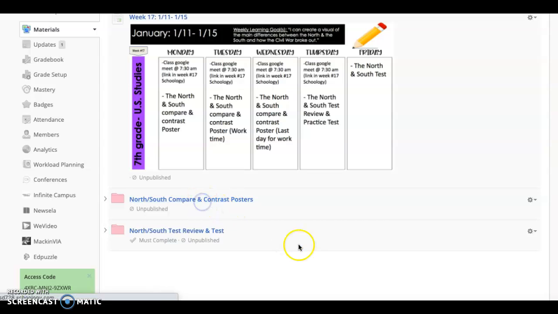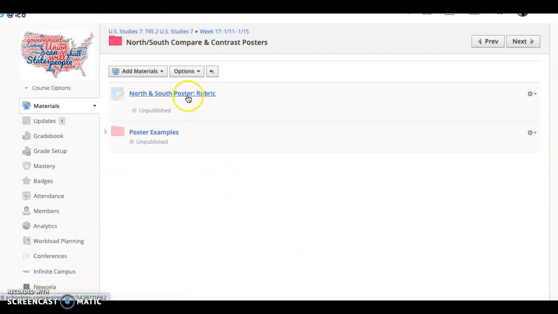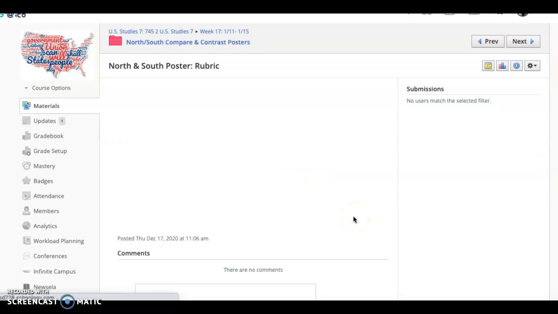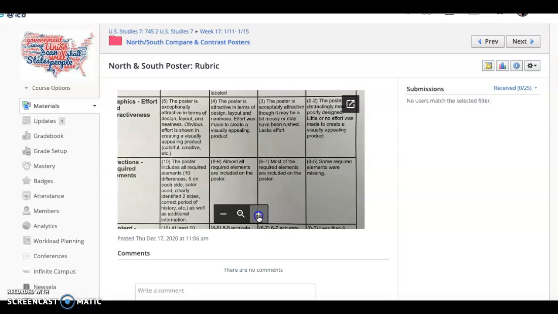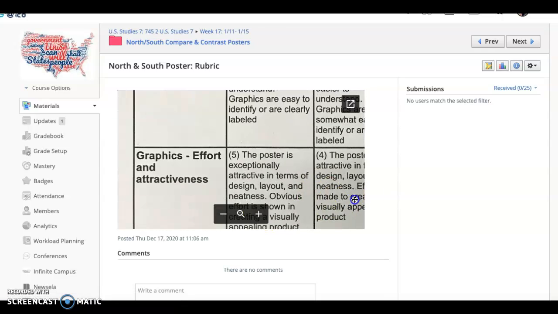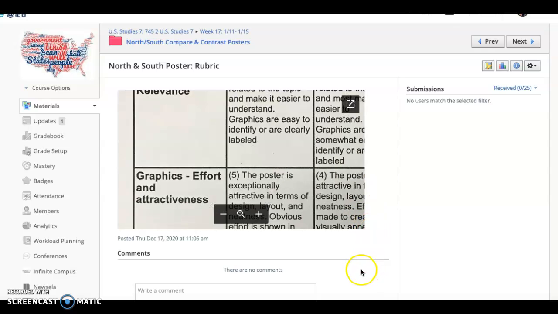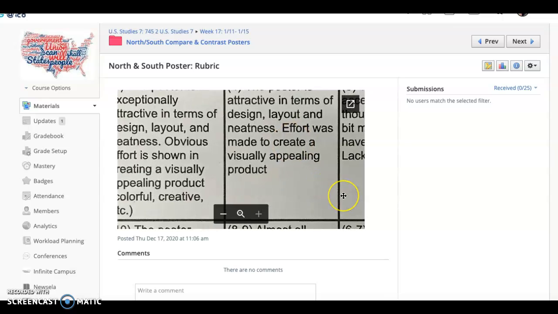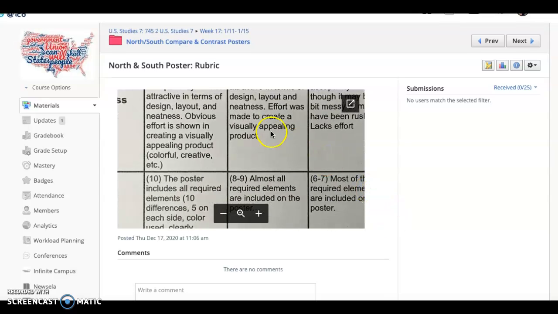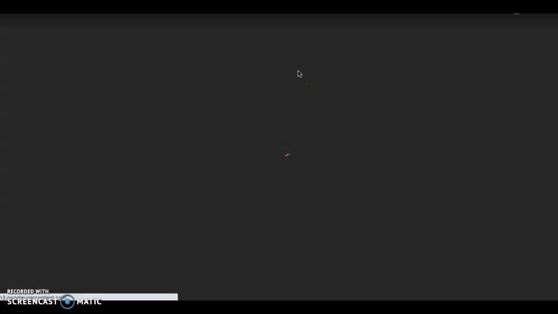For our posters, there is a rubric in here, and I apologize for it being so small. I don't have it in a digital version. If we were in class, I would have printed it for you. So you just have to zoom in and drag it around, and you'll be able to see. This is how we're being graded on our posters. It's kind of hard to look at. I think if we pop it out in a bigger window, it might be easier.